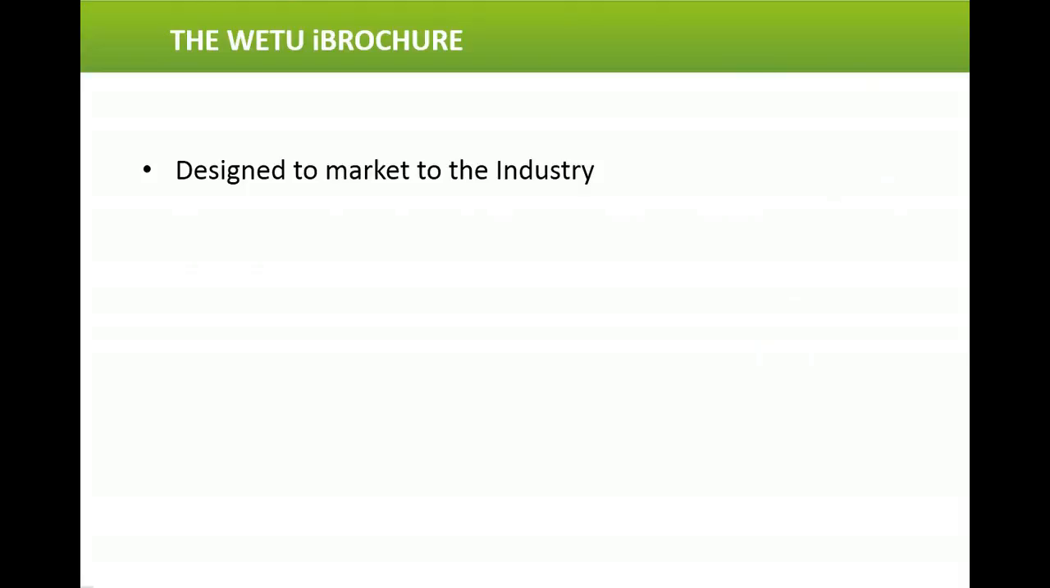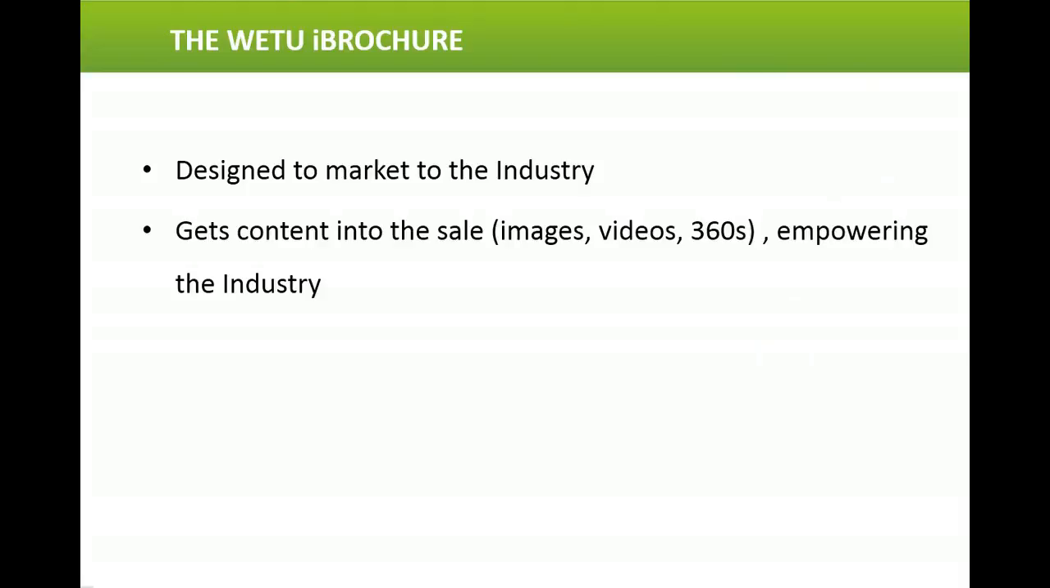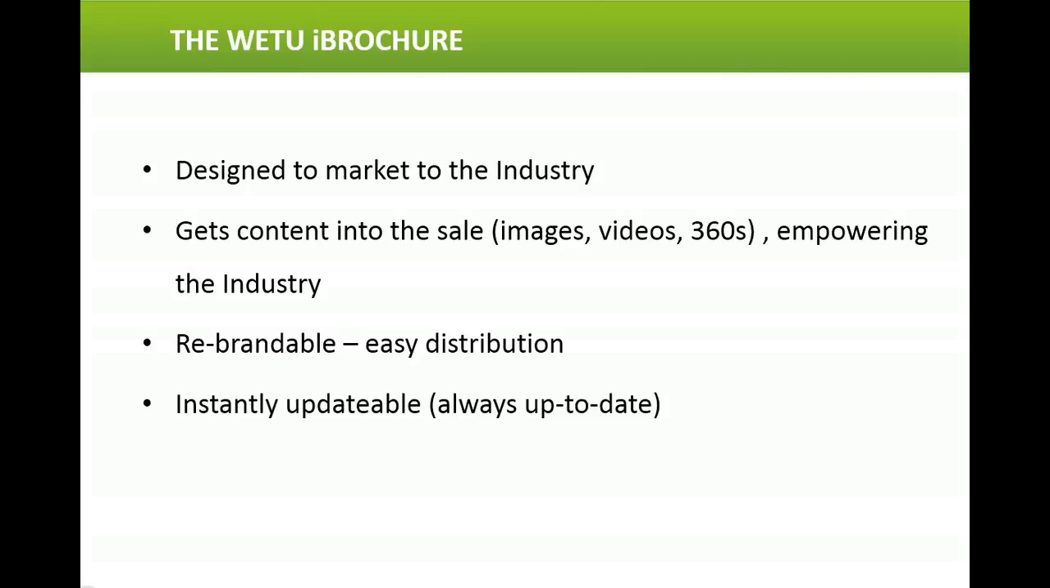The Where To iBrochure is designed to market to the industry, to get rich content into the sale for the first time and empower them. This is easy to do because they don't have to manage the content. You just rebrand the iBrochure. An iBrochure is always up to date because it's a truly digital solution, and as you change a photograph, it updates in every version of itself everywhere in the world.